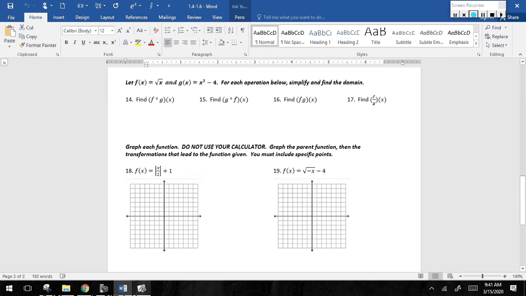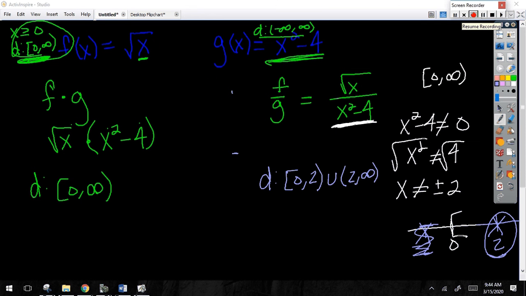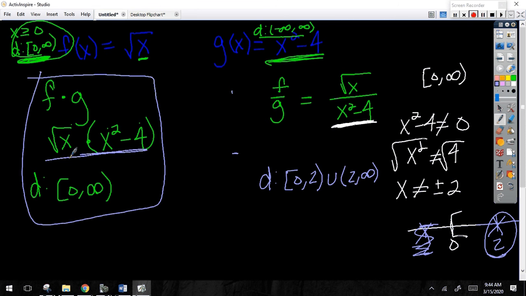Number 16 multiplies the two together. Okay, so clearly I forgot to hit record as I worked these two out, so let me just talk you through them real quick. As I multiply these two, there's no sense in writing them out, so I just leave them like this. And my domain remains the same. There's nothing new there that I need to account for, no new radicals and no new fractions.